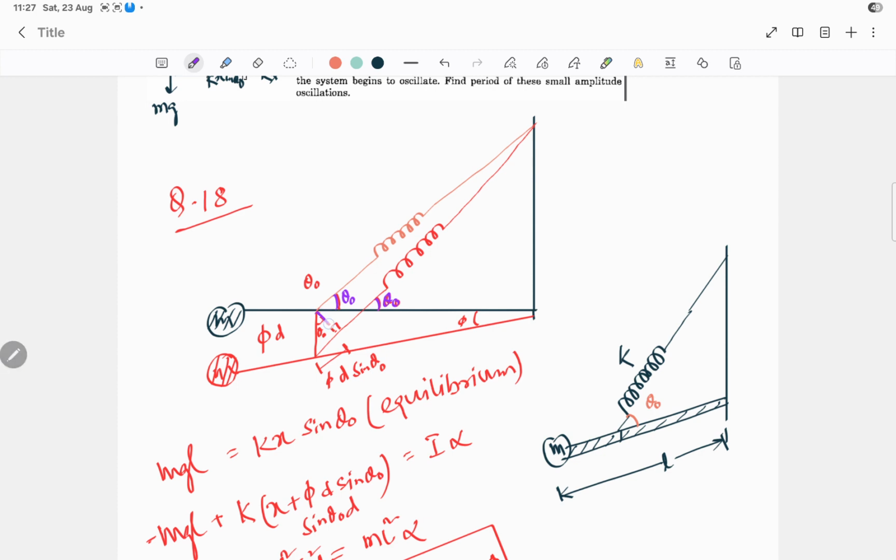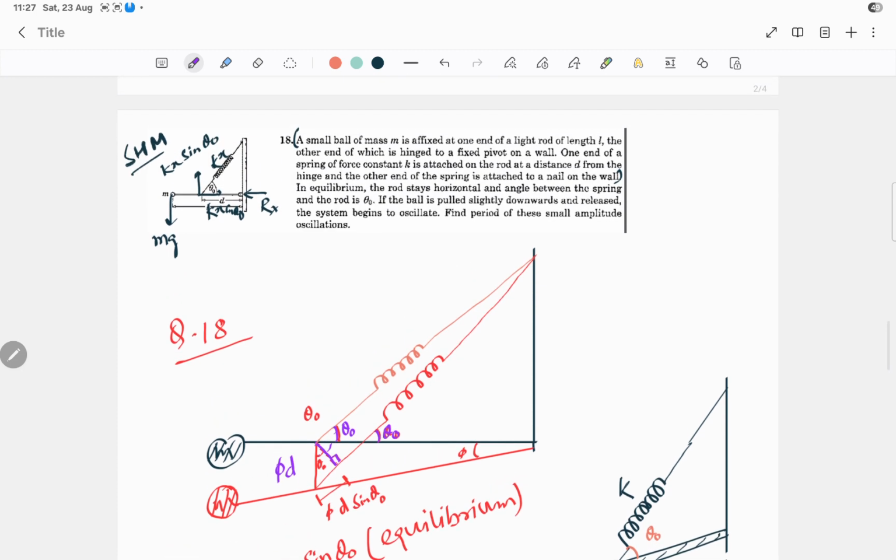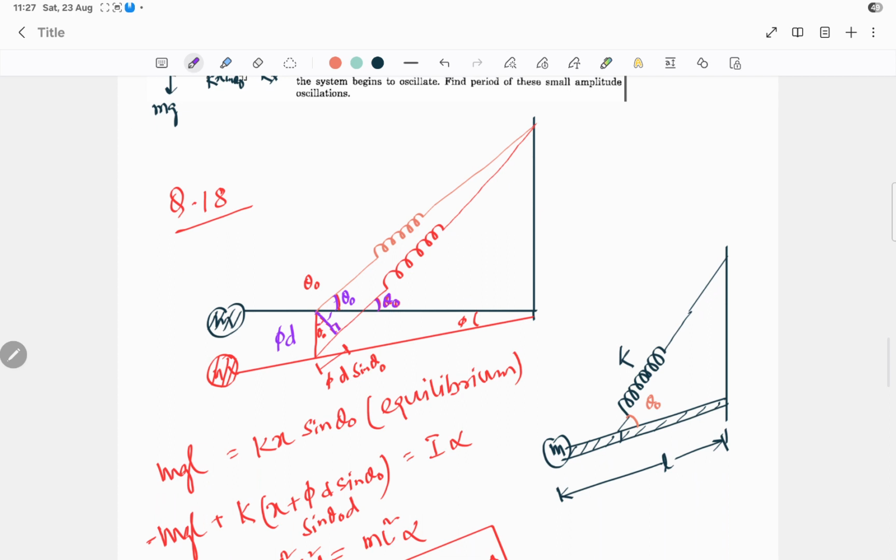Just drop a perpendicular, as in many DC Pandey problems you might have done. From the initial position, drop the perpendicular. After dropping it, this is theta naught, this is 90 minus theta naught, and this one is theta naught. The distance given in the question is d, so you may write the arc length equation L equals r theta, where r is d and theta is phi, so L equals d phi. So this extended length is phi d sin theta naught.